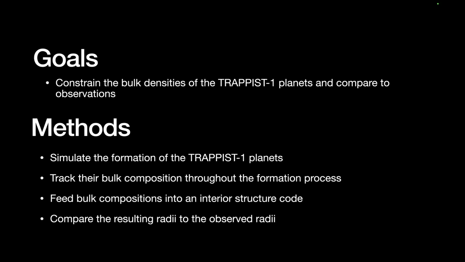We then took those final bulk compositions and fed them into an interior structure code to see how the resulting radii compare to the observed radii of the TRAPPIST planets.